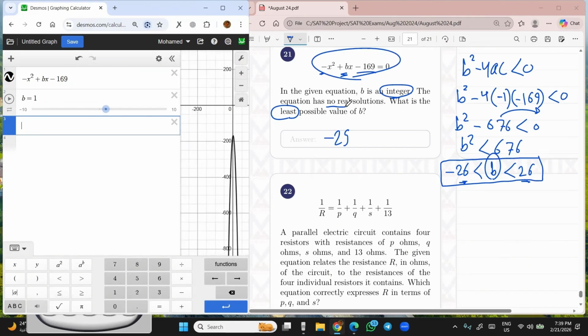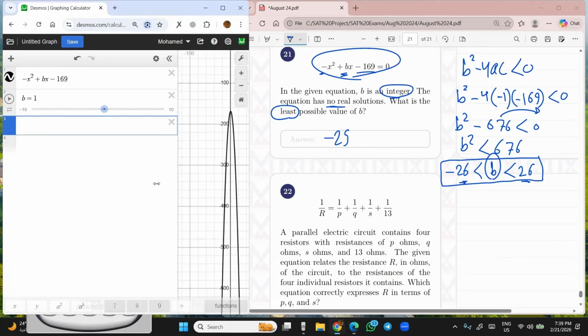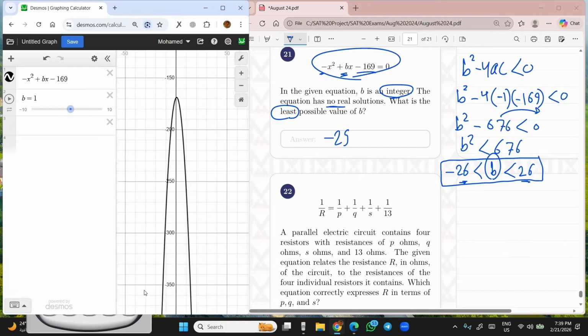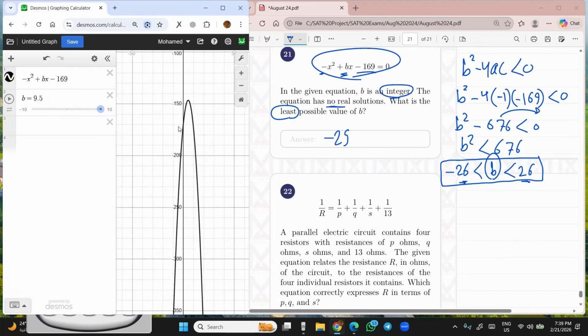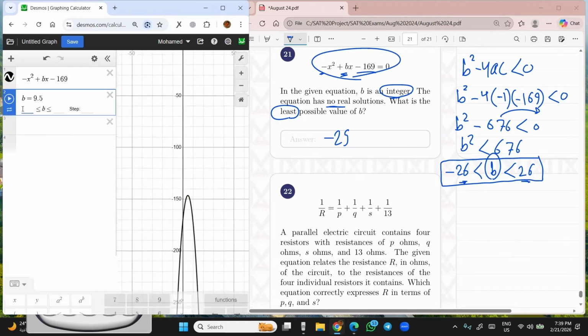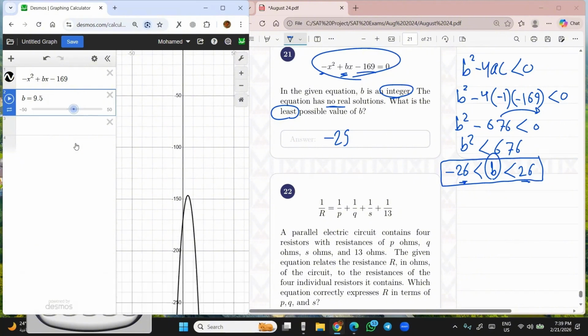How can we make sure that this has no real solution? No real solution means that this curve or this graph cannot touch the x-axis. Let's make it clear here. And then how can we make the b move to reach the x-axis? So let's make the slider a little bit wider. Let's start from negative 50 to positive 50 to see everything.